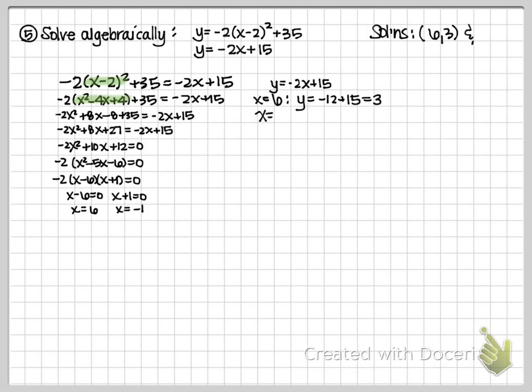Then I know that x equals negative 1 was my other x value. If I plug that in, I'm going to get a 2 plus 15, which is going to give me a 17. So I'm going to get (negative 1, 17). So I do have my 2 points of intersection.